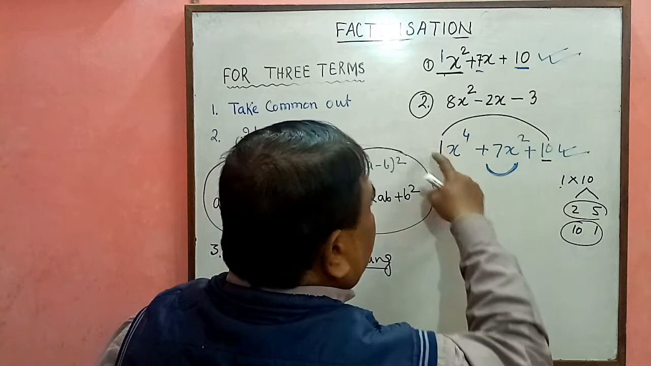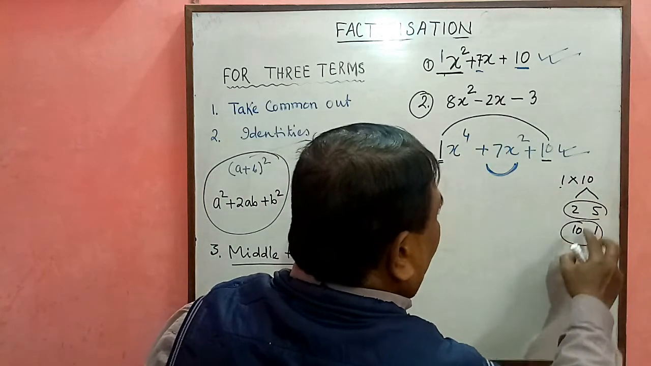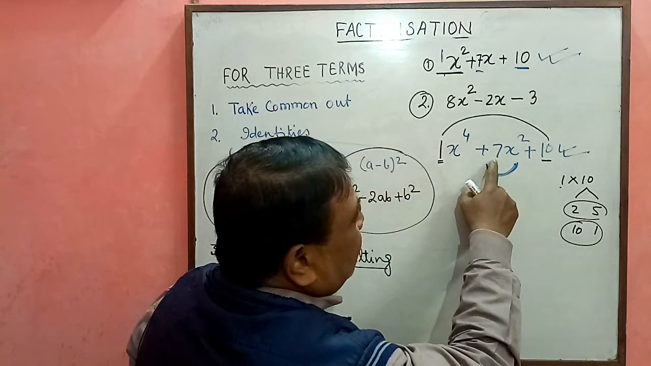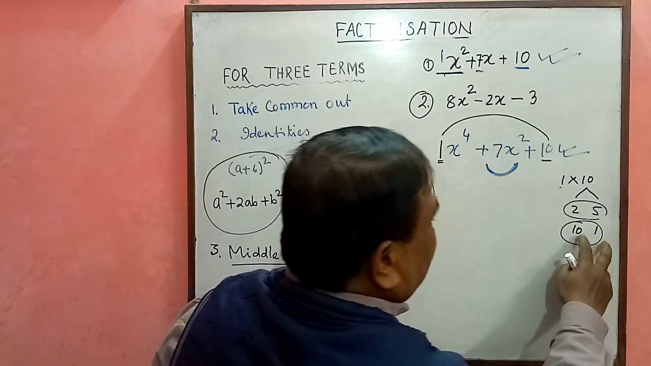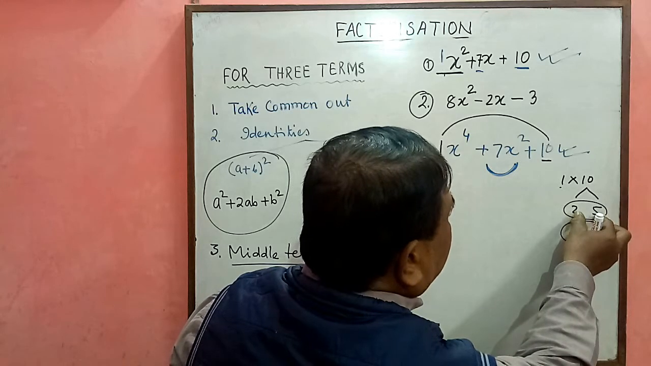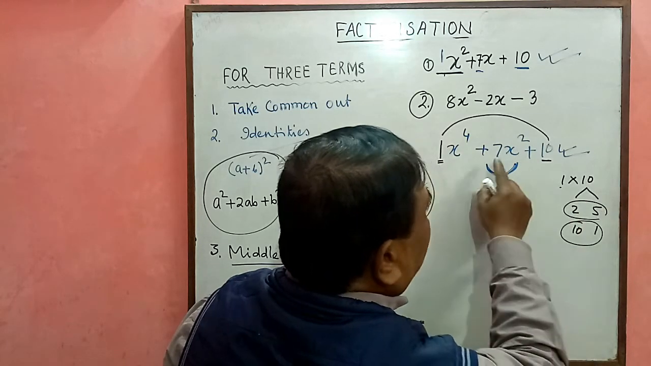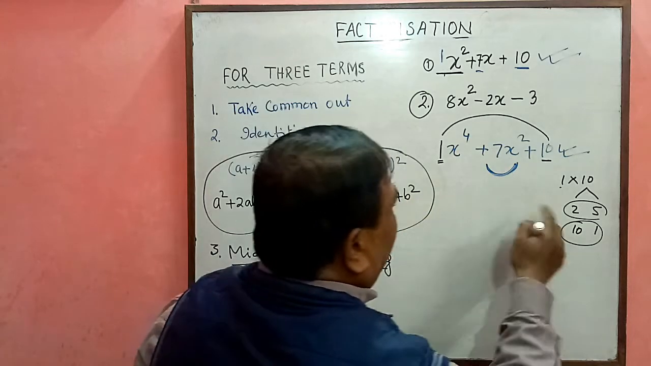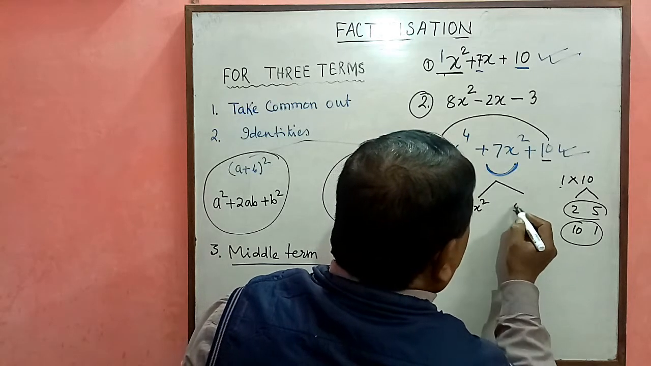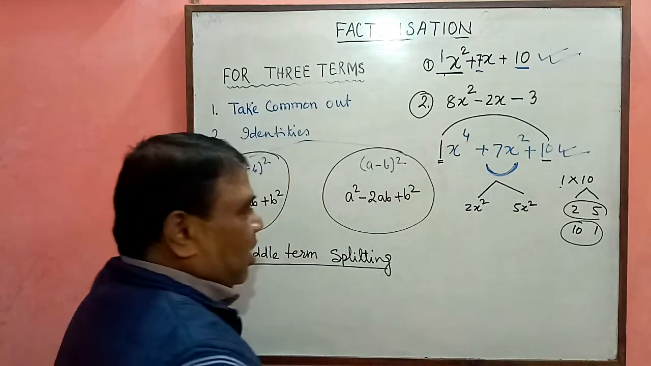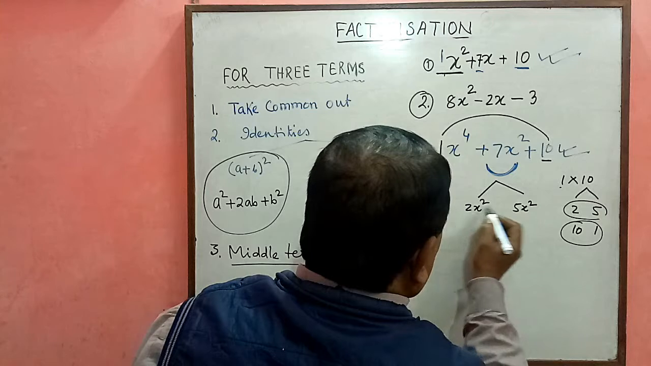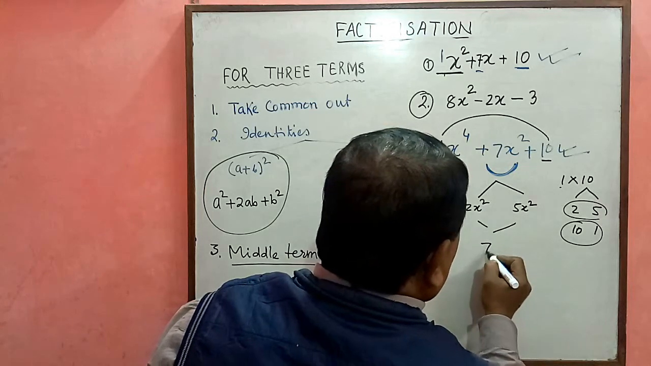So now 10 into 1, 10, and the factors of 10 are 2 and 5, or 10 and 1. If I take the sum of 10 and 1, it is 11, the middle term is not appearing. If I subtract, that also is not turning up. If I take the sum of 5 and 2, 7 is there. So I will split this this way: 2x square, 5x square. Now if I take the sum of these two quantities, this will be 7x square, this is correct.